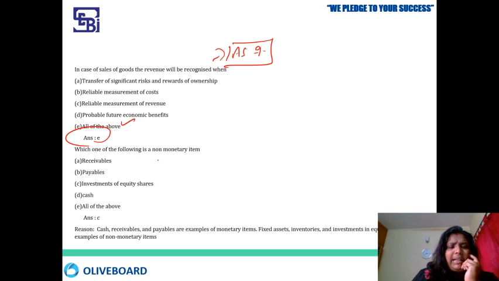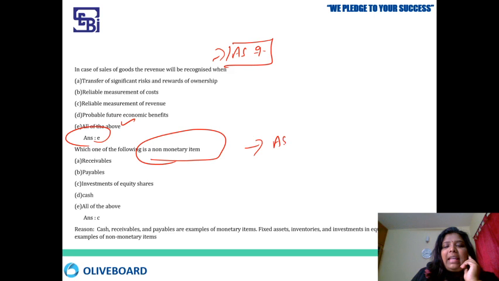Which one of the following items is a non-monetary item? Again, this one you will come across in AS11, that is foreign exchange. There is a standard which tells you how to translate a financial statement reported in a foreign currency, how to account for your forward contracts, and how to account for your forex. Forex means transactions happening in a cross currency, not in INR, but in a currency other than the reporting currency.